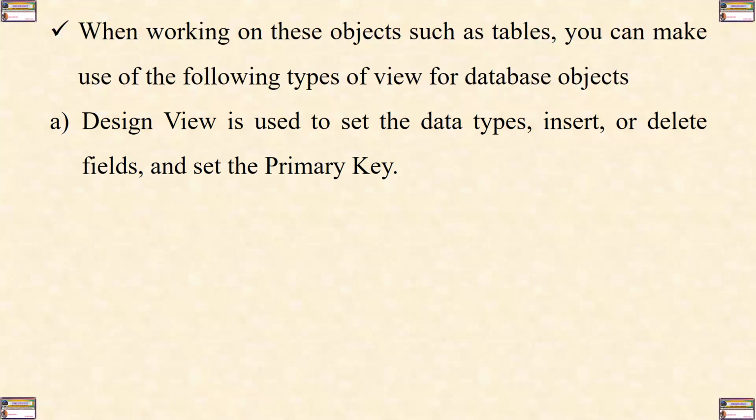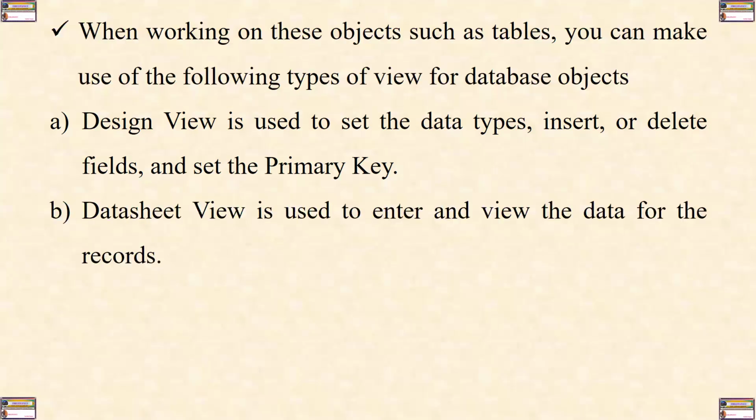In other words, when you are creating an object like a table, it's always good to use the design view, because it is through it that we're able to set the various properties for your various fields. You set the field, you set the data type, and you perform other activities, including deleting fields, setting primary keys, and others, as we are going to see in this presentation and in the subsequent presentations.